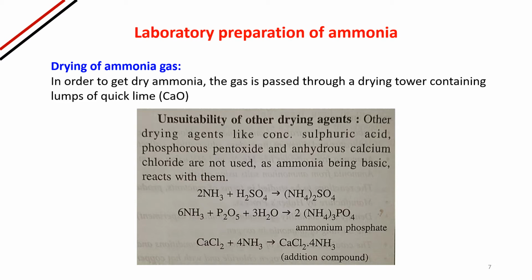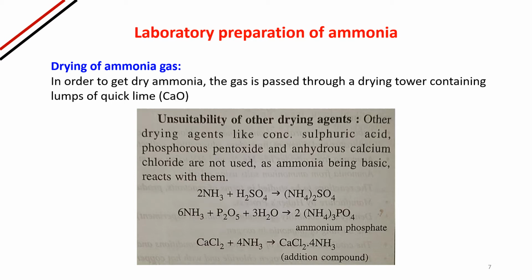Unsuitability of other drying agents. Why can we not use drying agents like concentrated sulfuric acid, phosphorus pentoxide, anhydrous calcium chloride? Why can't we use all these things as a drying agent? Because ammonia, being basic, reacts with them.